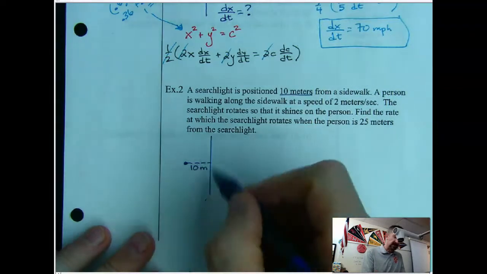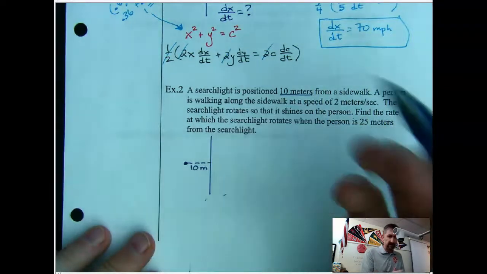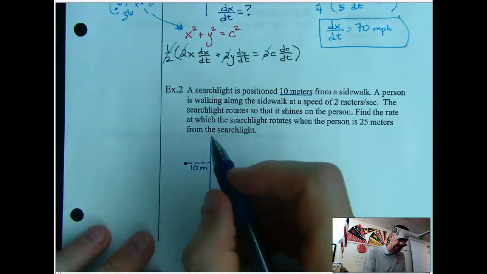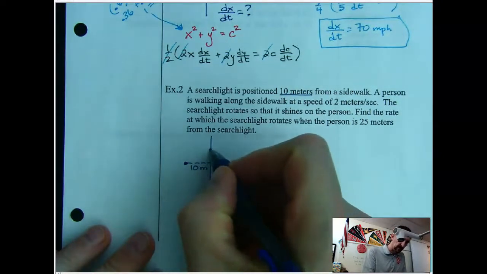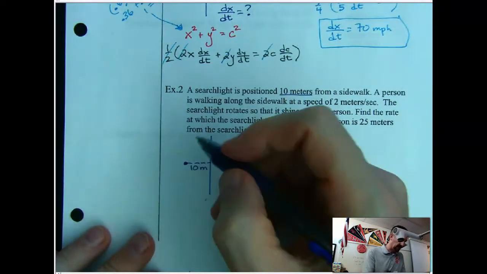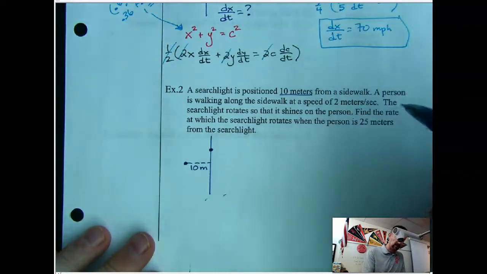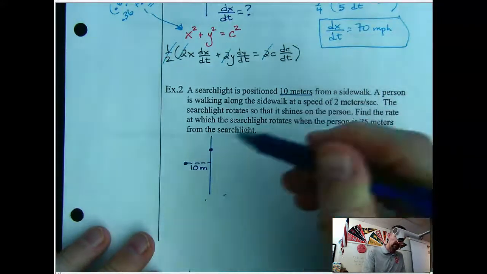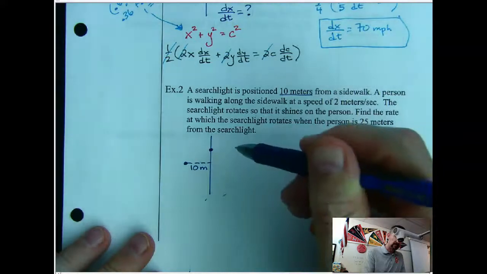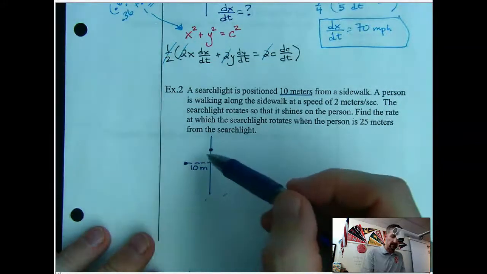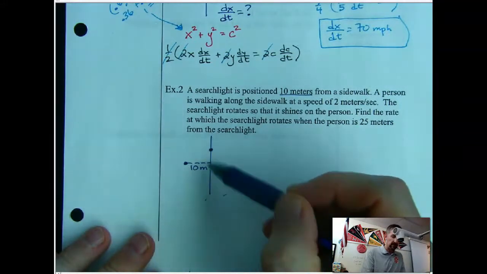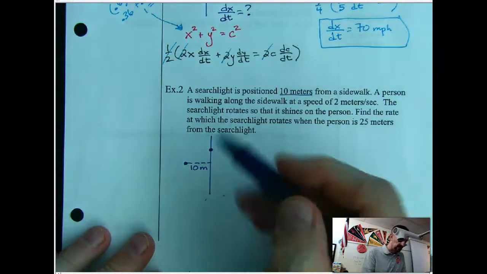So you could put it on either side and you could have them walking. It's going to change some things a little bit, but I'm going to put the person up here. And I'm going to have them walking. They really should tell you which way you're going.